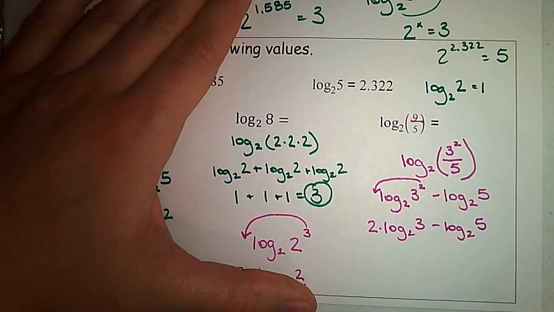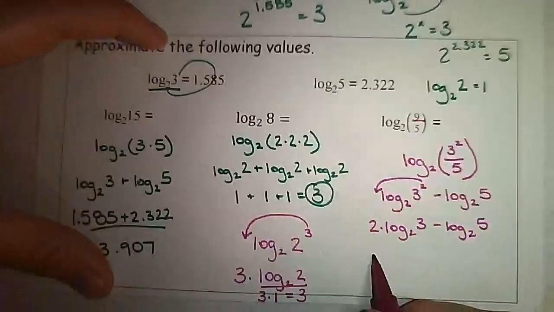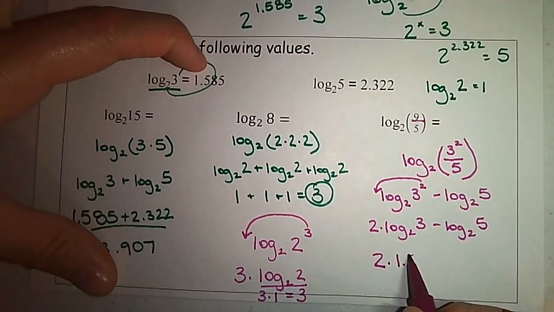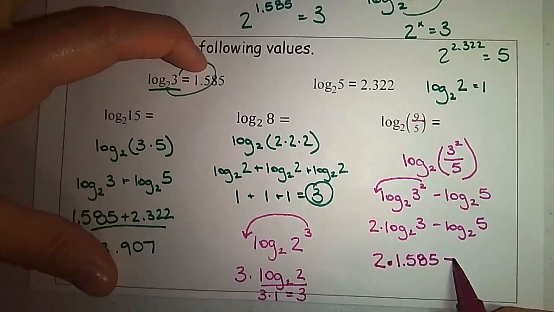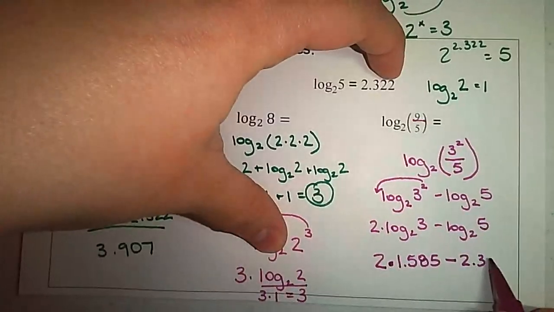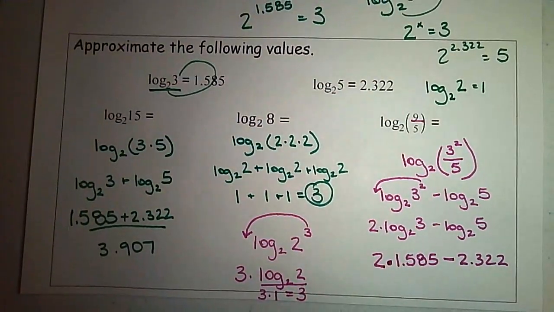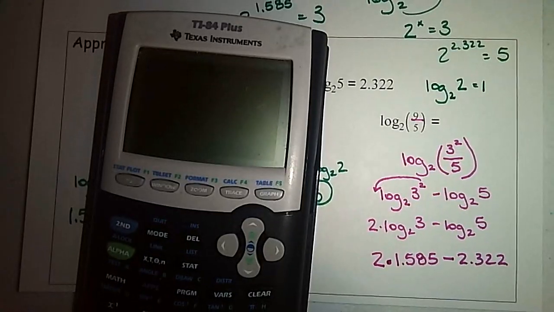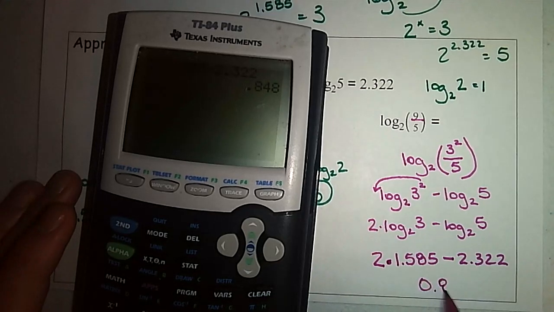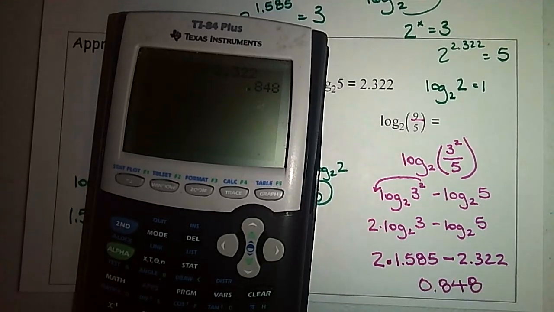And then again, our simple substitutions. I know log base 2 of 3 is really 1.585. And then I know log base 2 of 5 is really 2.322. And now all I'm going to do is type this in. And we get 0.848. And again, I want all of the decimal places, no rounding.